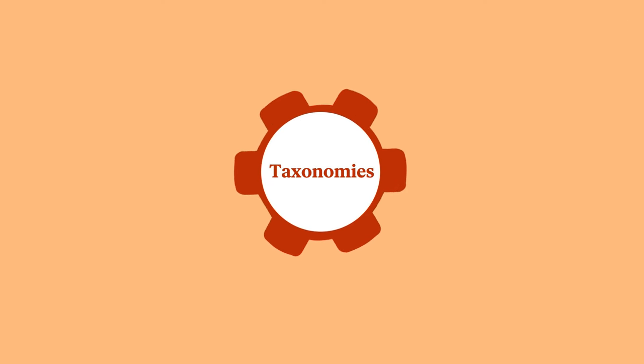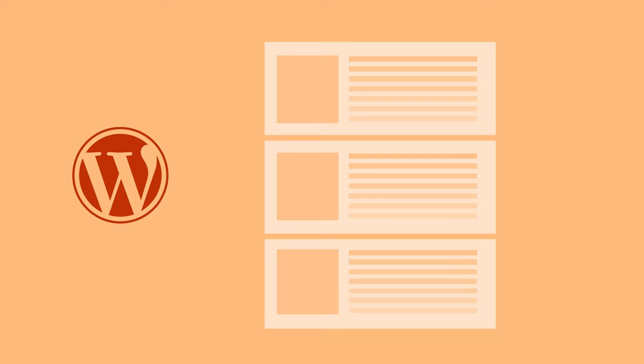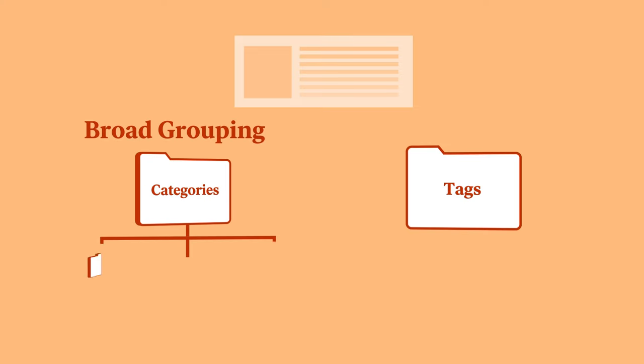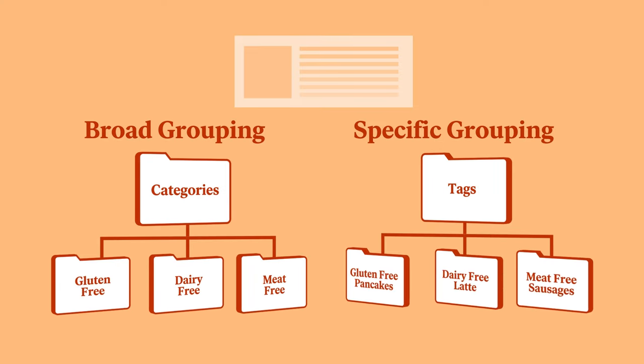But what is a taxonomy? Within WordPress, a taxonomy is a means of putting posts together based on a set of connections. A typical WordPress post will contain two taxonomies, which are by default categories and tags. Categories allow for broad grouping of content, while tags allow for specific grouping. These are a useful method to ensure that related material on your website is easy to locate for users.